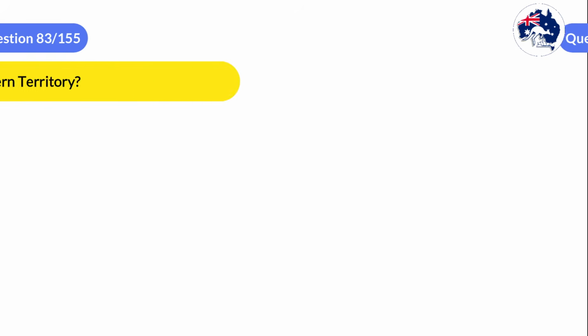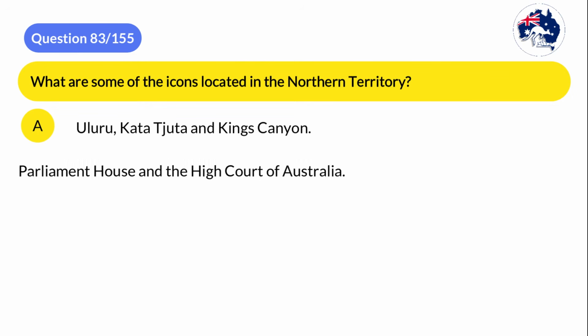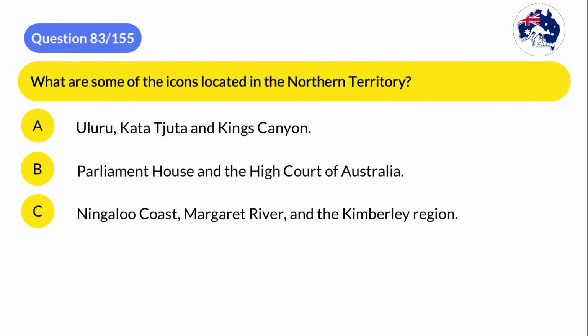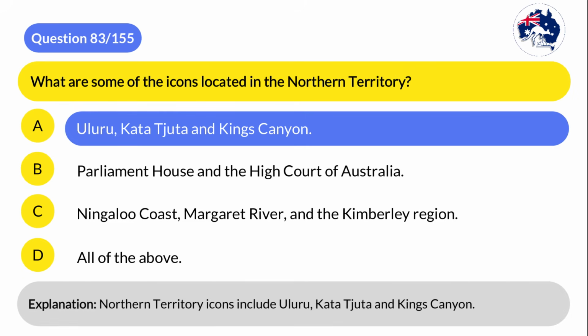Question 83. What are some of the icons located in the Northern Territory? A. Uluru, Katachuta, and Kings Canyon. B. Parliament House and the High Court of Australia. C. Ningaloo Coast, Margaret River, and the Kimberley region. D. All of the above. The correct answer is A. Uluru, Katachuta, and Kings Canyon. Explanation: Northern Territory icons include Uluru, Katachuta, and Kings Canyon.